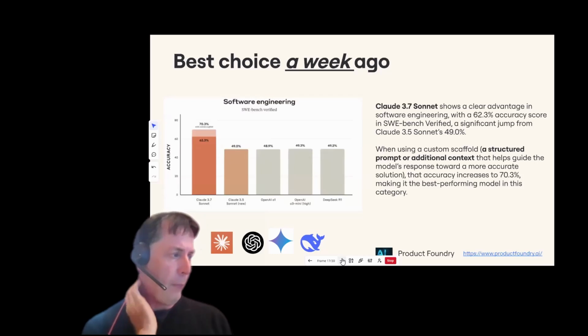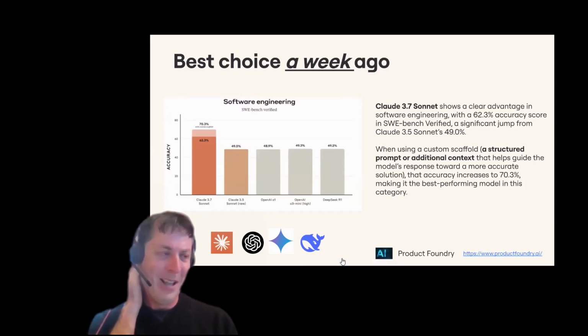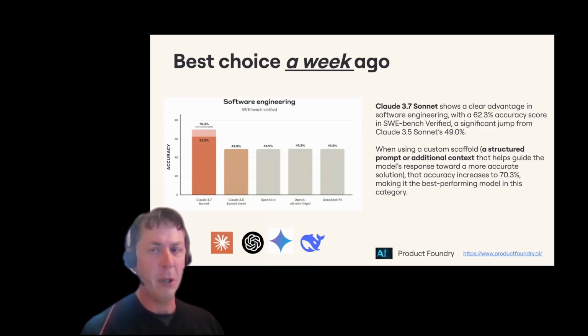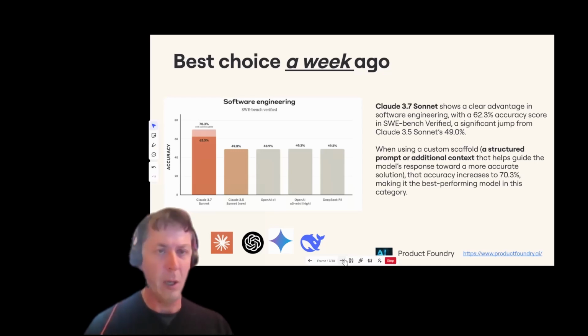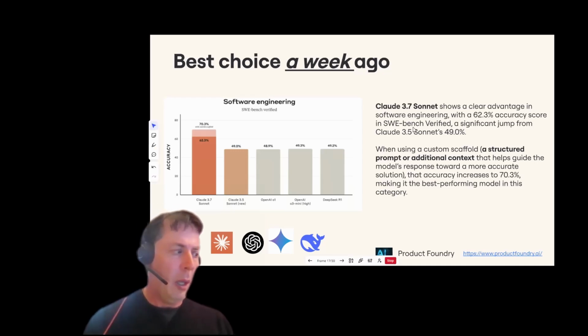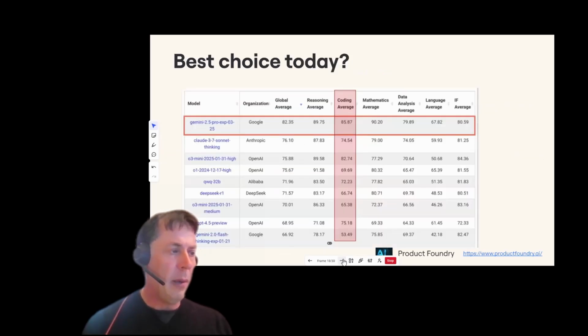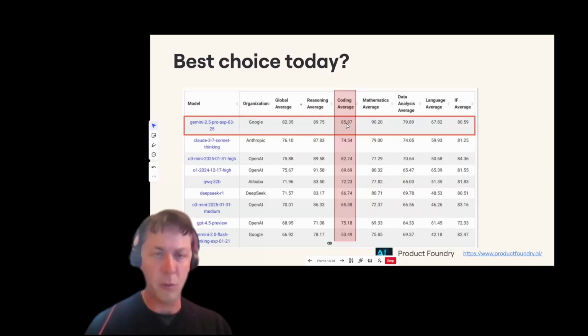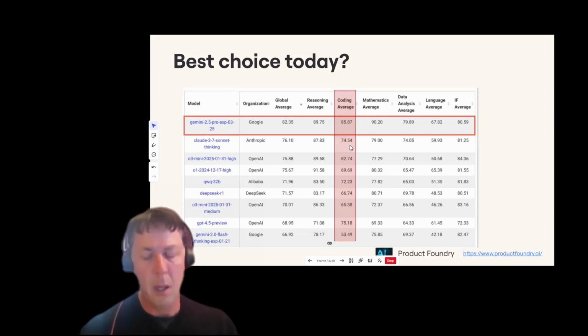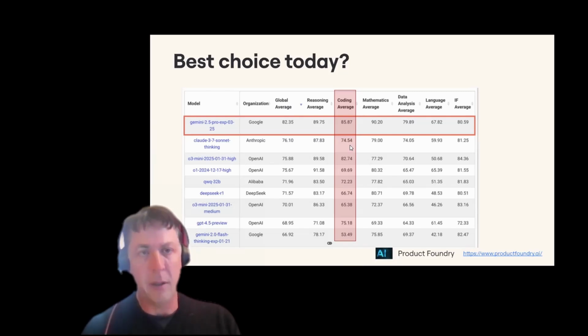So this is really interesting. Last week I came on and said the best choice for coding is Claude Sonnet with a clear advantage. A week ago, this was true. This week, the best choice at this point in time is Gemini 2.5. It's incredible how fast this is moving, but Gemini 2.5 has a full 10 points above Claude in the coding average there. And at this point in time, it's free.